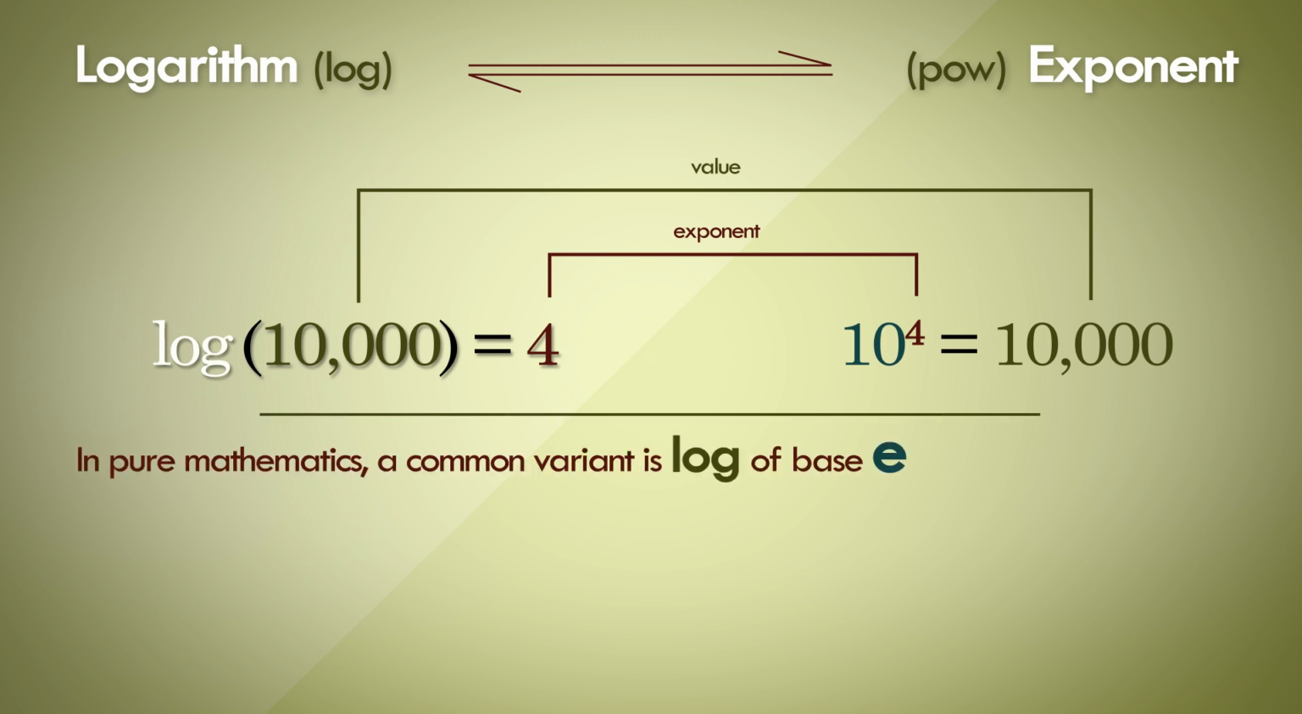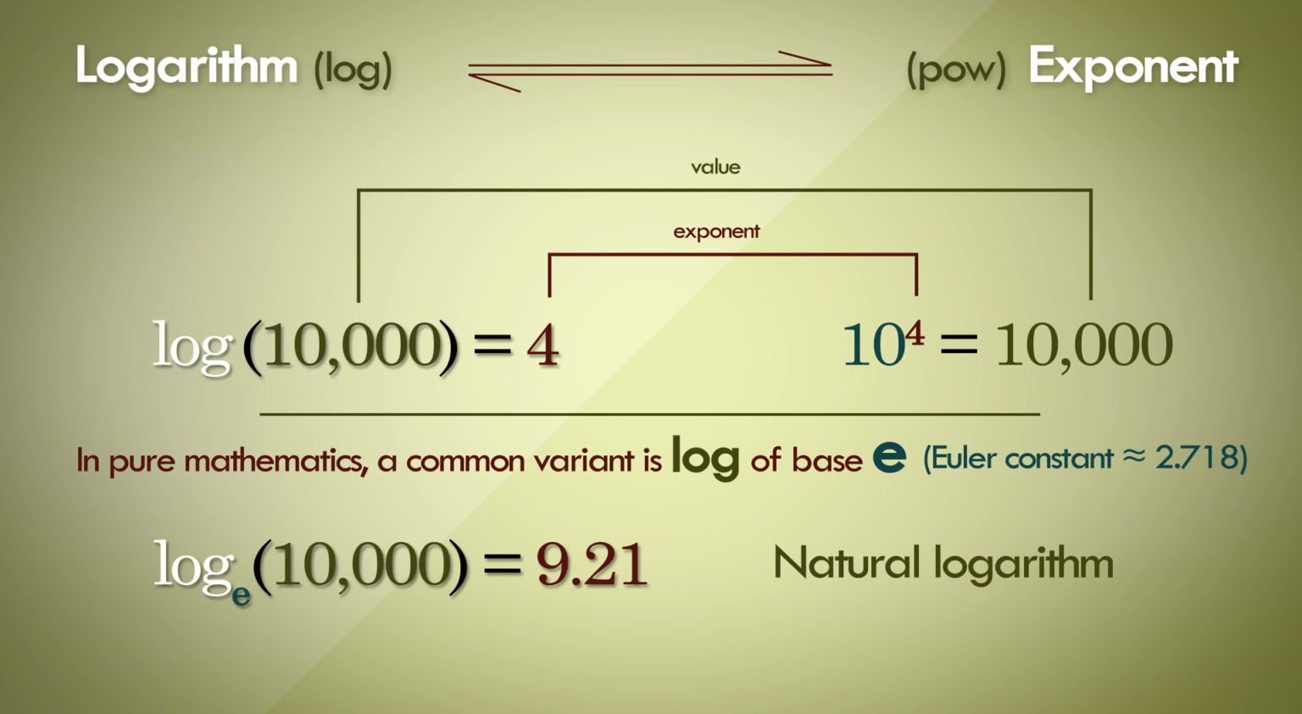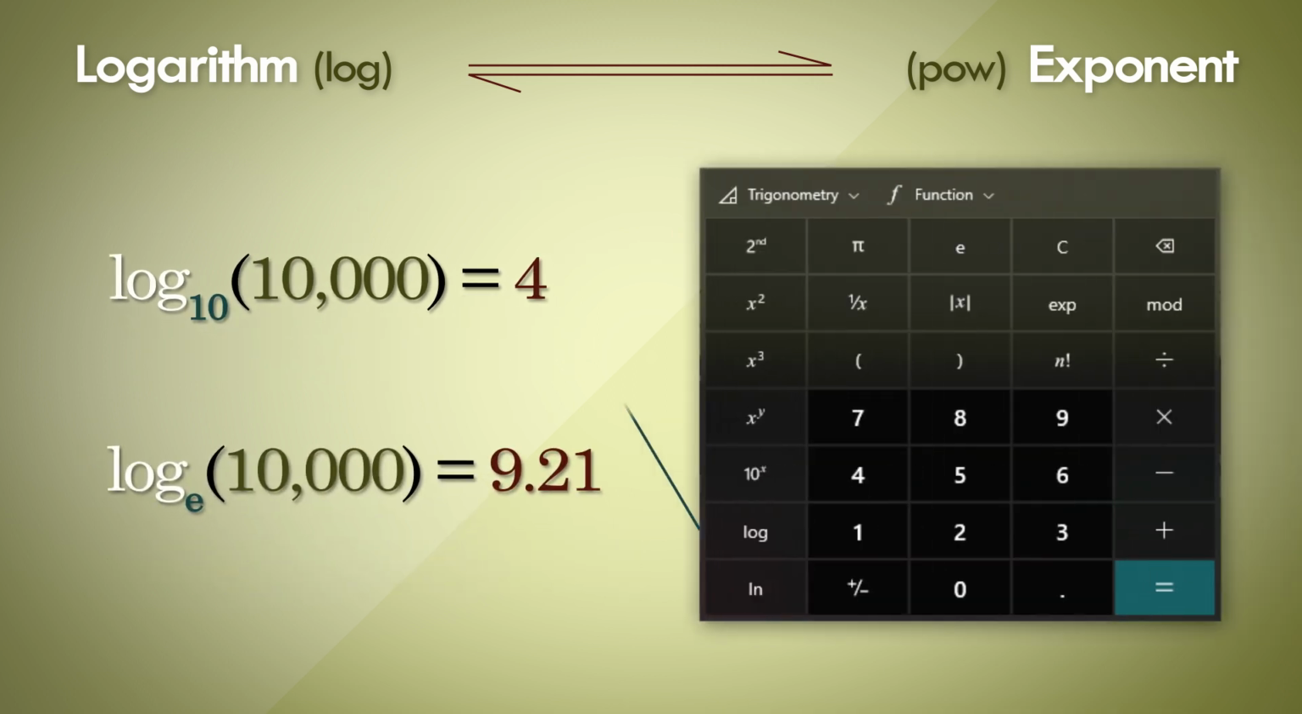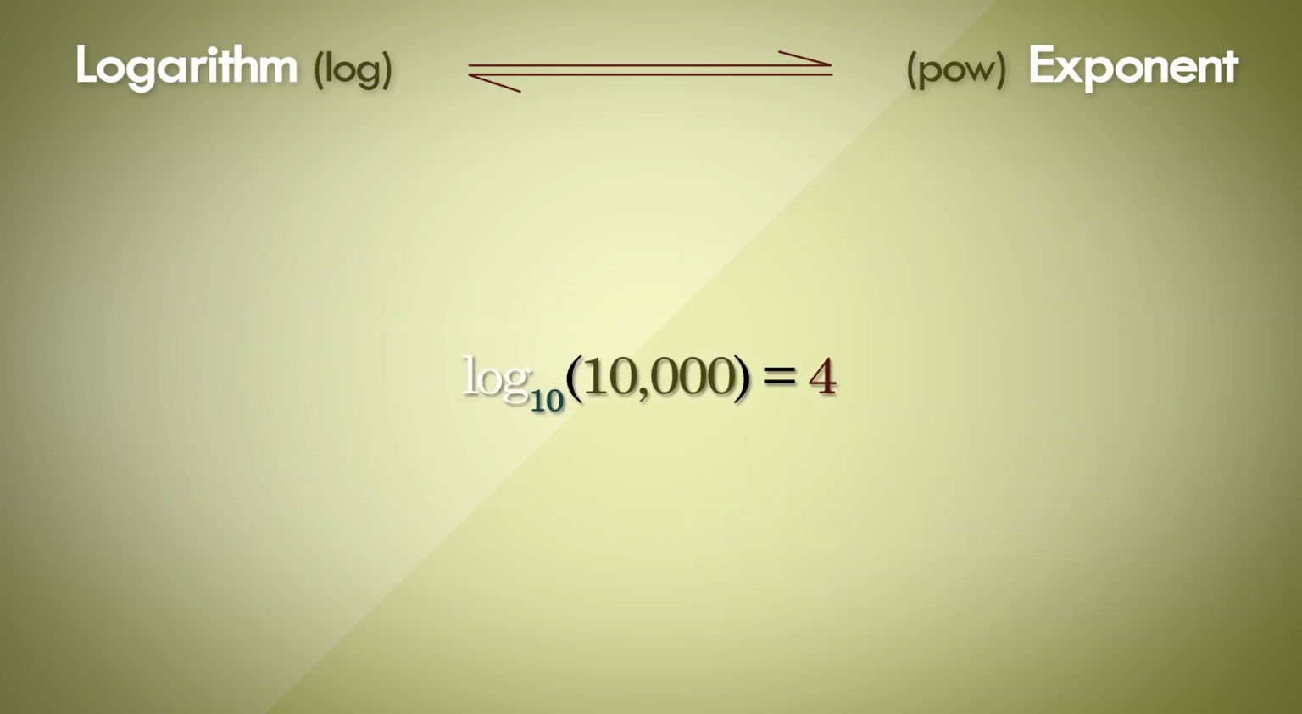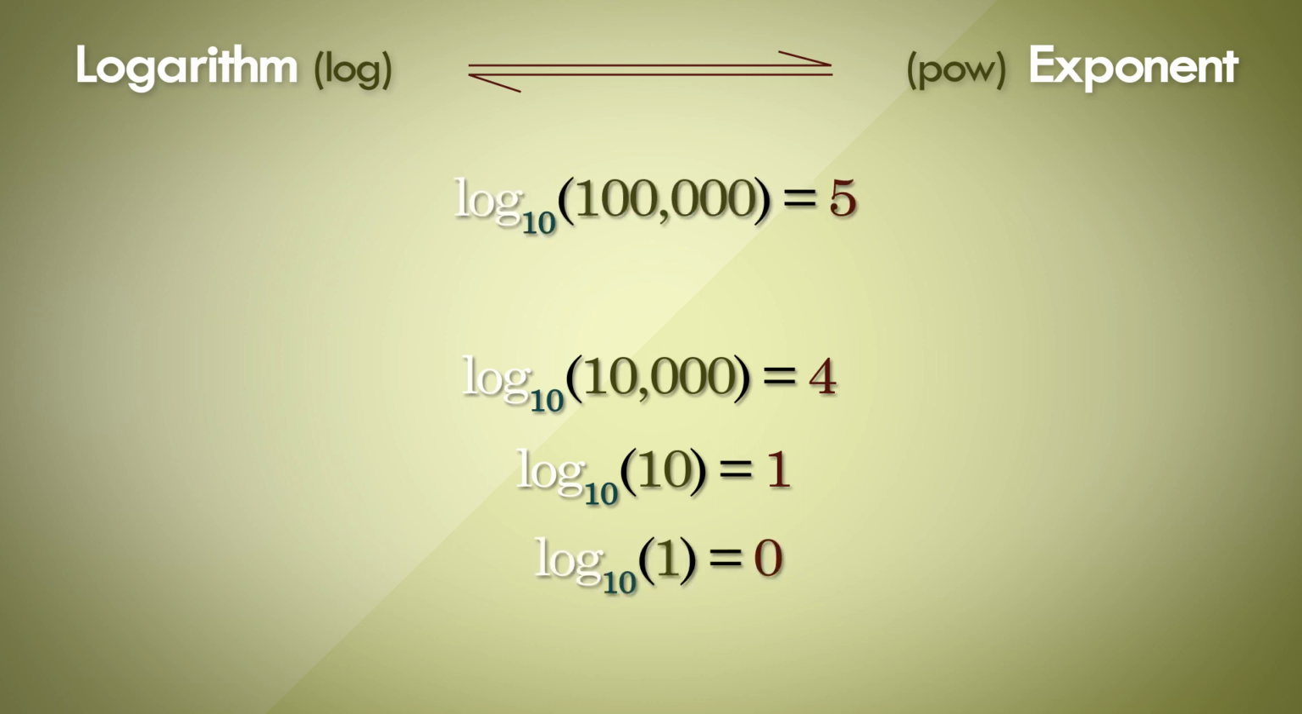In pure mathematics, however, log to the base e, which is the Euler constant, is more commonly used, and it's called the natural logarithm. You can differentiate them in a calculator. Log is log to the base 10, and ln is the natural logarithm with its base as e. Another simple way of looking at it is by counting how many digits or zeros a particular number has. Log of 10,000 is 4, since it has 4 zeros. Log of 10 is 1, log of 1 is 0, and log of 25,000 is some number between 4 and 5.